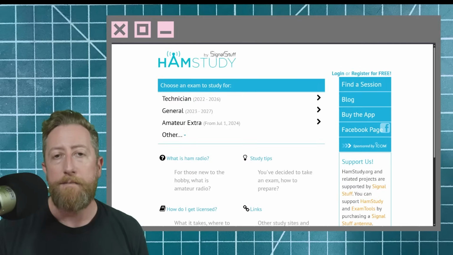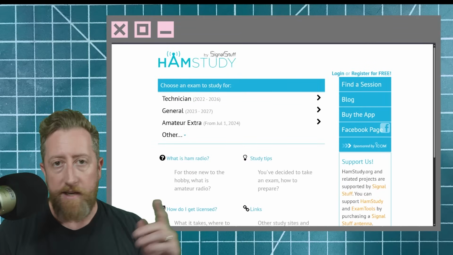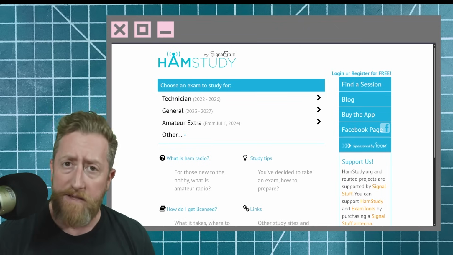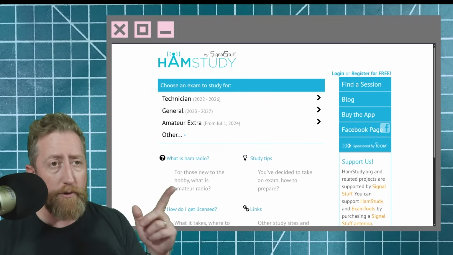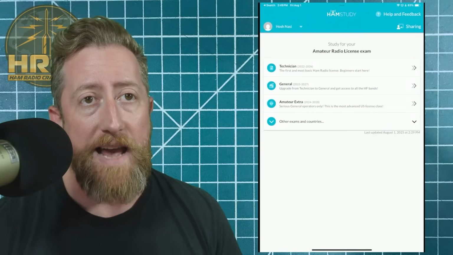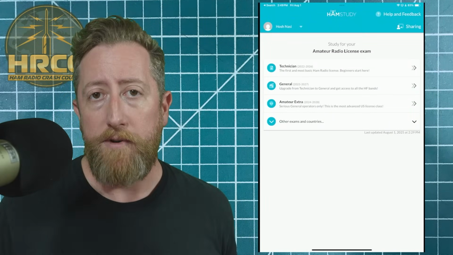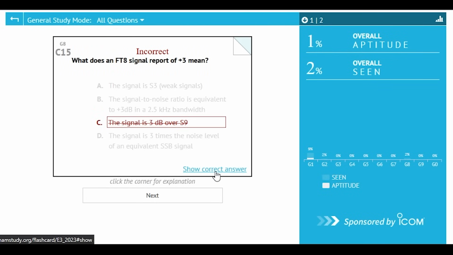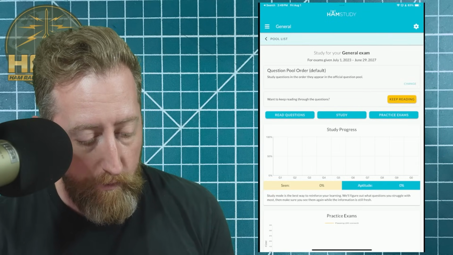We are using hamstudy.org, a free website where you can make an account for taking Technician, General, Extra, as well as some other license systems with the FCC and even amateur radio licenses in other countries. This is the website, but I am using the app right now for this study program. The way I do this is pretty simple. I just go through the questions and we focus on the right answers and we go sub-element by sub-element. So let's dive into this.